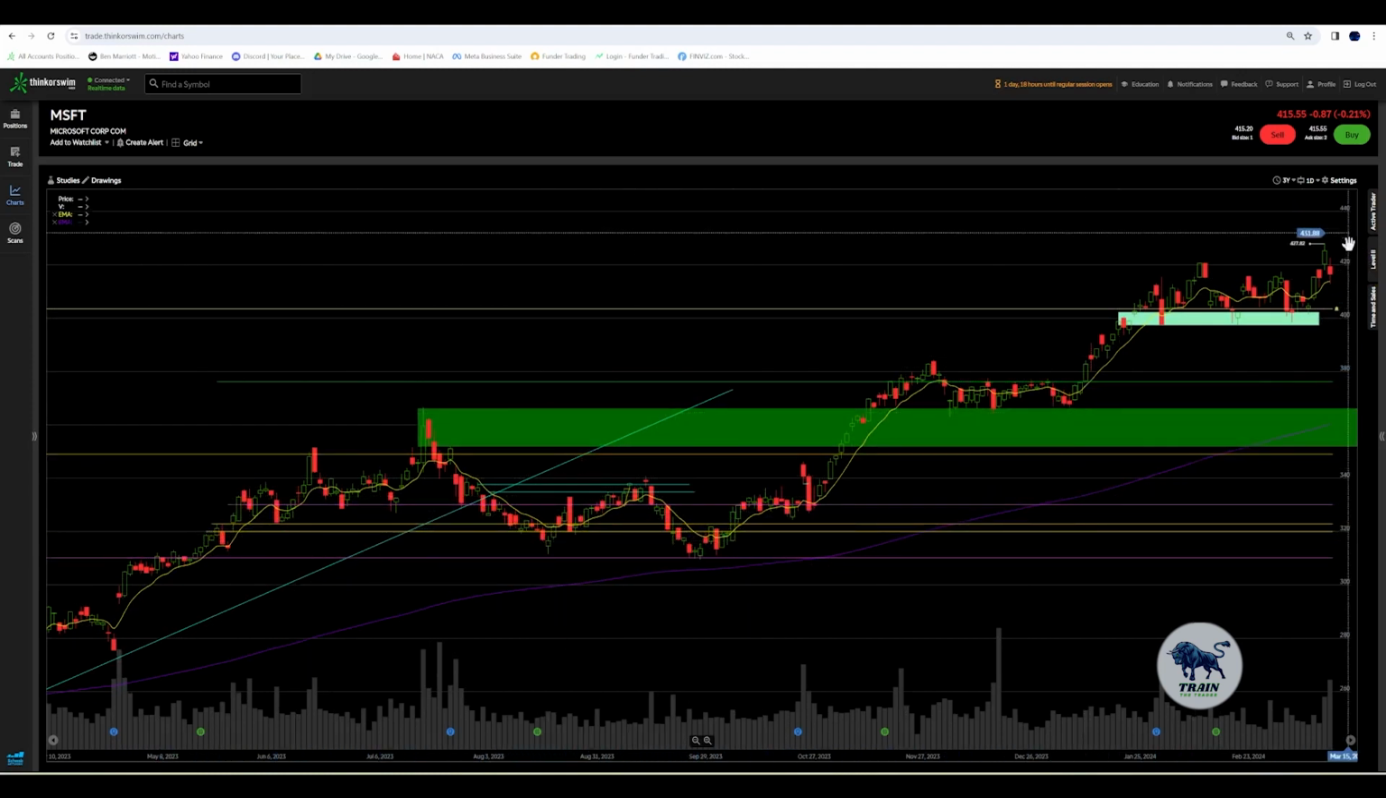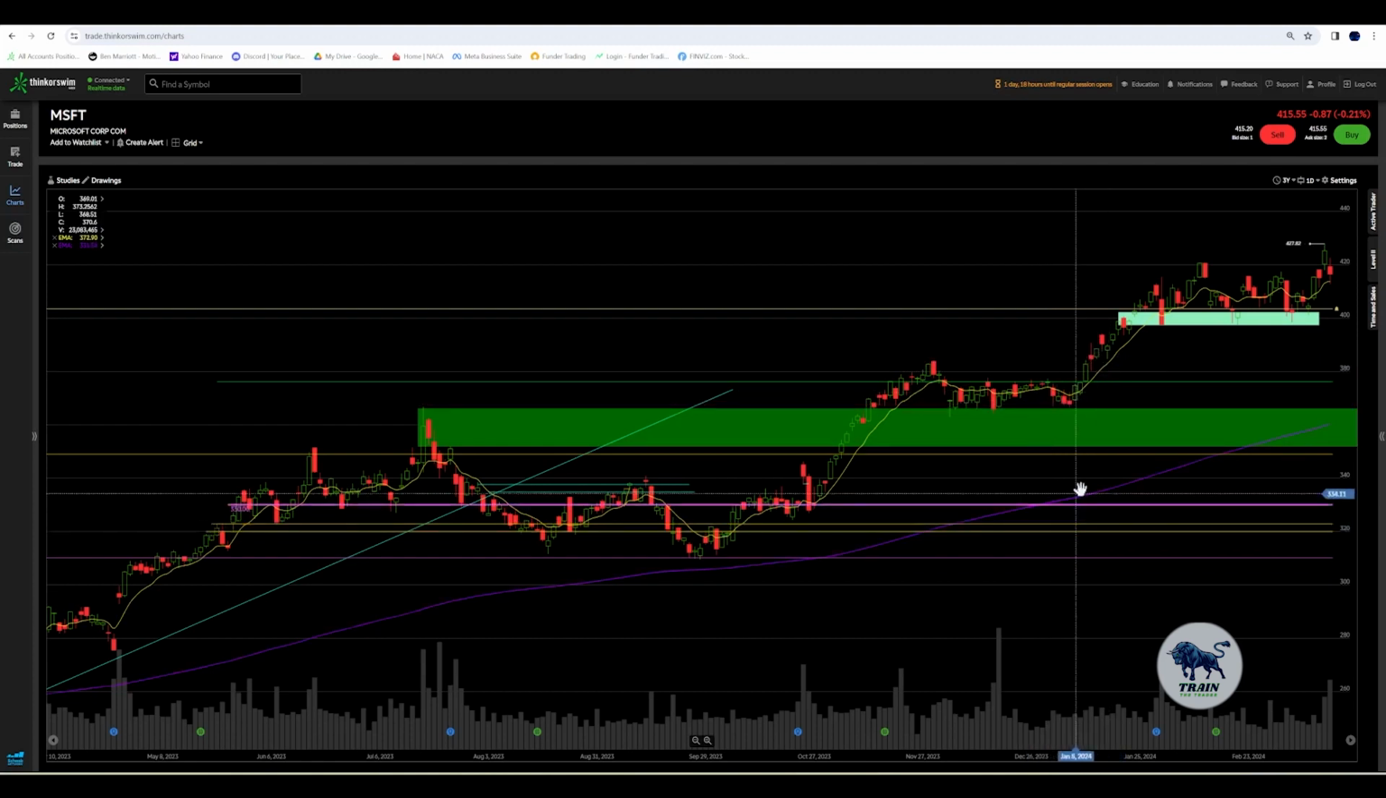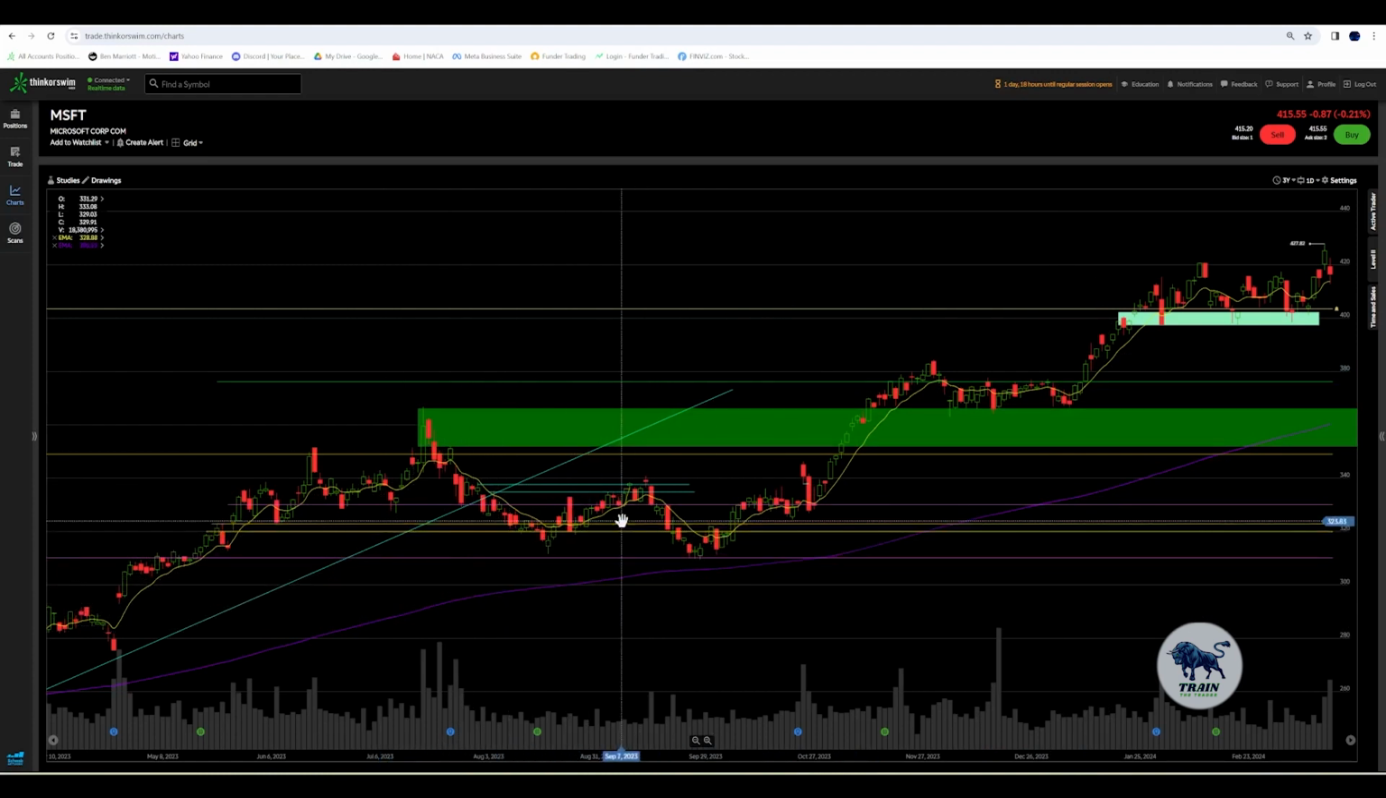My price over here on the right hand side will correlate with the candles. So right here, price is 367.39. Makes it easy to understand. But what I'm trying to get at is the 200 EMA, we're above it, so we're bullish.